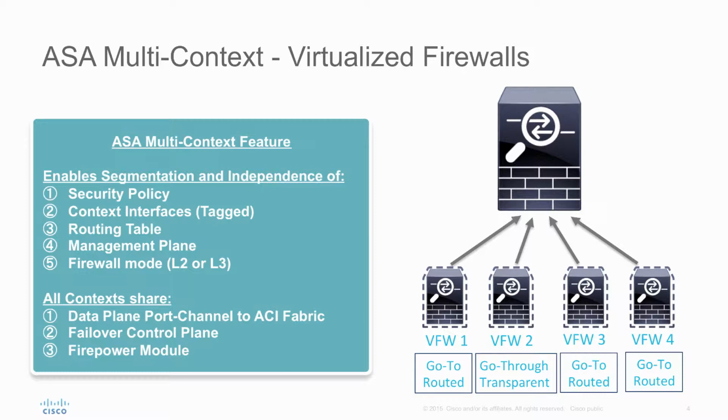All these contexts can actually share the data plane as one big port channel to the ACI fabric, or they can have dedicated interfaces to each virtual firewall. They also share that failover control plane we talked about earlier in the slides, and the firepower module itself that's embedded within the appliance.